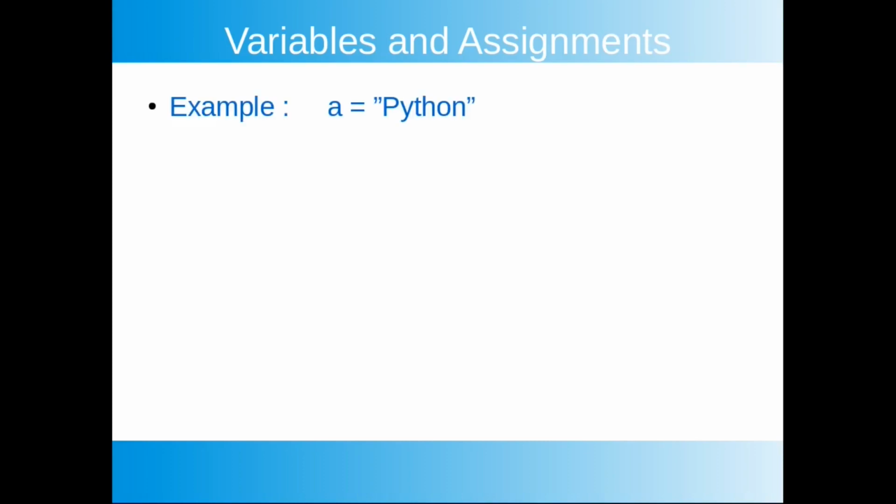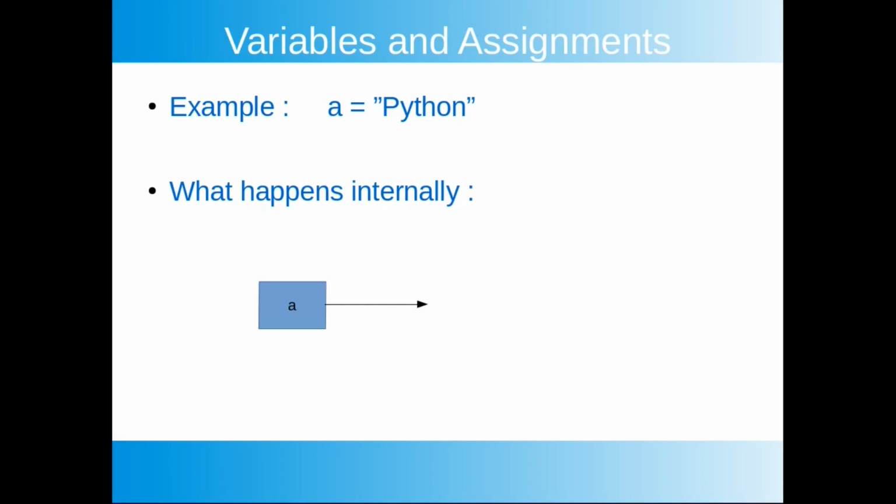So here is an example where we have assigned Python to a variable a. Let us see what happens internally. Now when you assign a value to a variable, in our case we have assigned Python to a, what happens here is, a points to that memory location where Python is stored. That is, here a points to the memory location 14567.